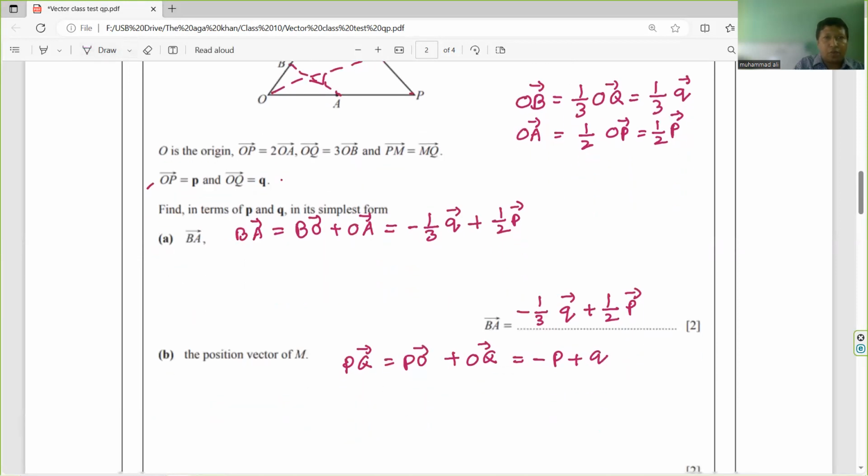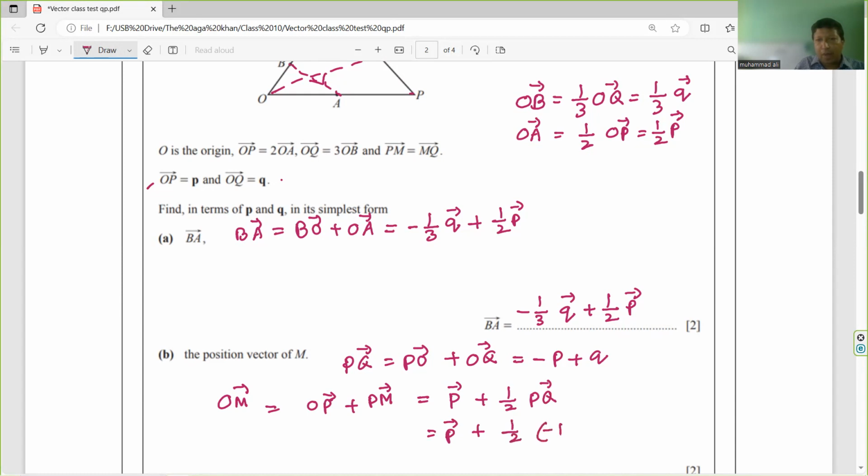Now, position vector of M, that means OM vector, equals, we can write, OP vector plus PM vector. So OP vector equals P and PM equals half of PQ. So P vector plus half PQ vector equals minus P plus Q vector. Finally, if we simplify, we'll get half P vector plus half Q vector. Okay.